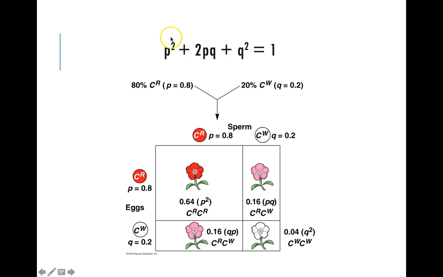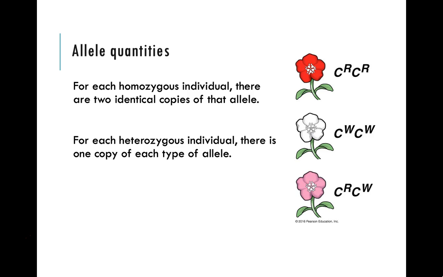So P squared is the genotype frequency of the homozygous dominant, 2pq is the genotype frequency of the heterozygote, and q squared is the genotype frequency of the homozygous recessive. Now that is based on the frequency of each red and white allele, or the P and Q alleles, in the population. Remember, having the allele affects having the genotype, and that is where students tend to get confused. So let's calculate some allele quantities.